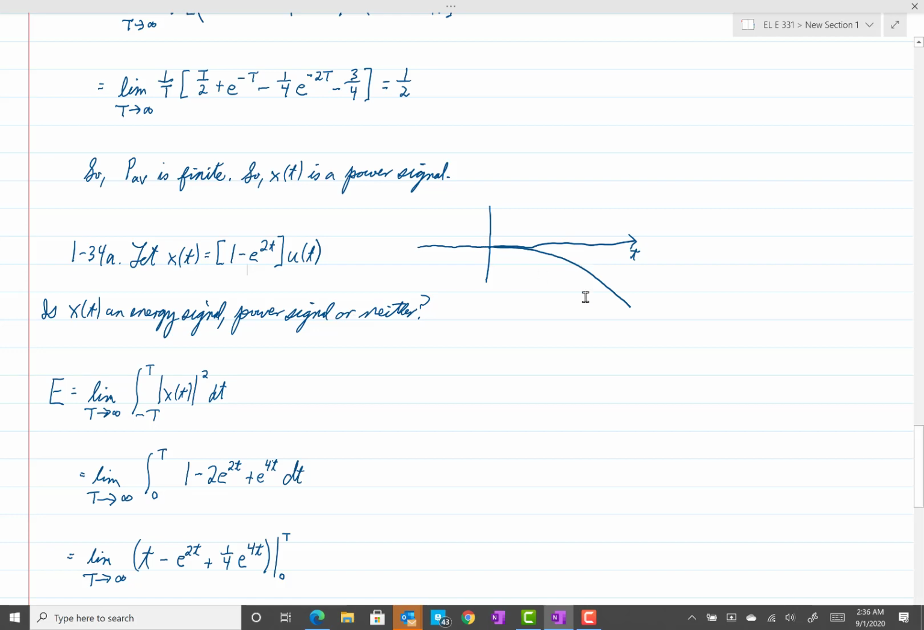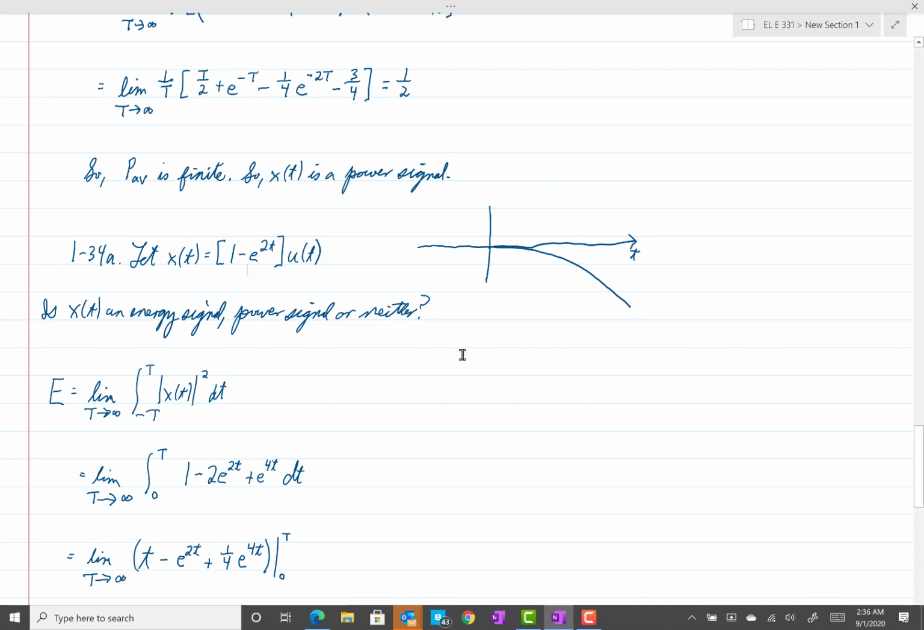So I wanted to correct that statement. In this case, obviously this function is increasing in magnitude as we go to infinity, and therefore we could say this will not be a power signal, but I want to work it out for you and make sure you see the math behind it.